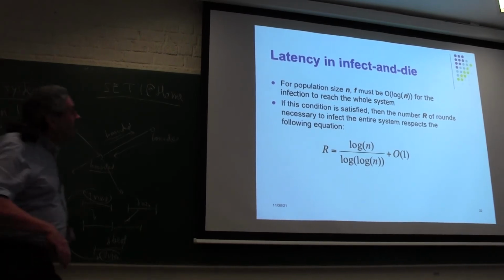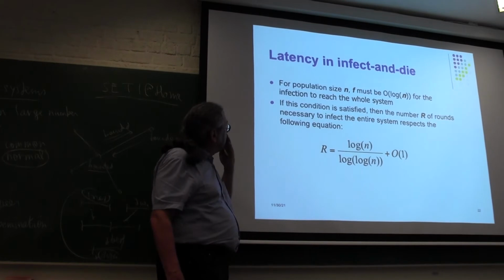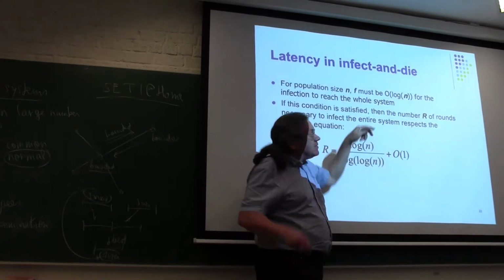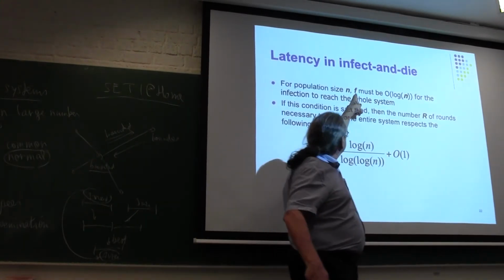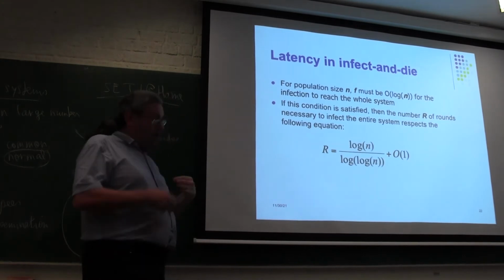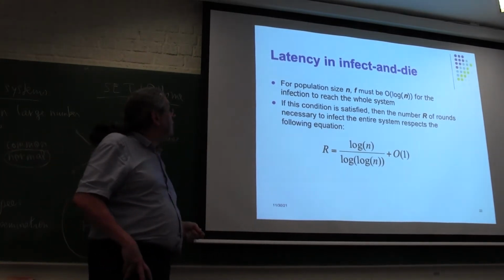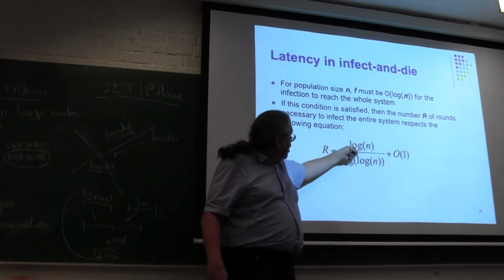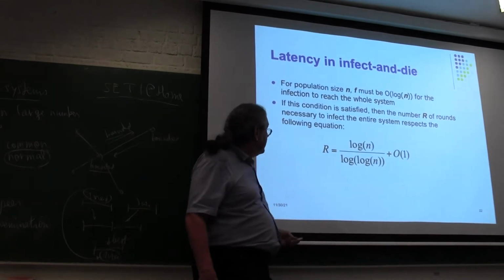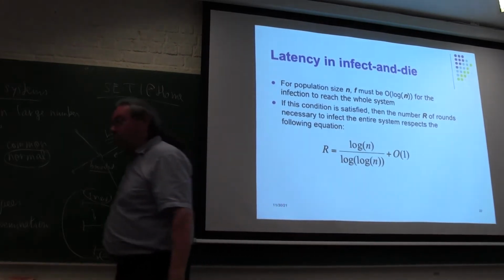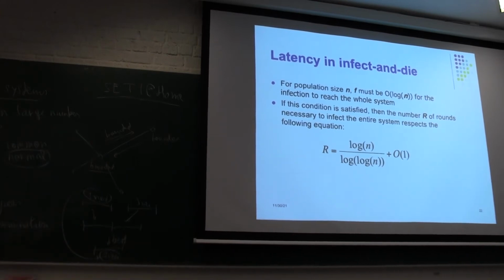You could also compute the latency. Okay. The number of rounds. So f, if you want to reach the whole system approximately, then f has to be big enough. It actually has to be proportional to the logarithm of n. If you don't have enough fan out, you will only reach a small number of people. If you reach that, then you will reach almost everybody. And then the number of rounds will be log n divided by log n. Okay. So this is pretty much the same as log n. Log n, it's pretty much like a constant. It's growing very slowly. It's interesting, isn't it?